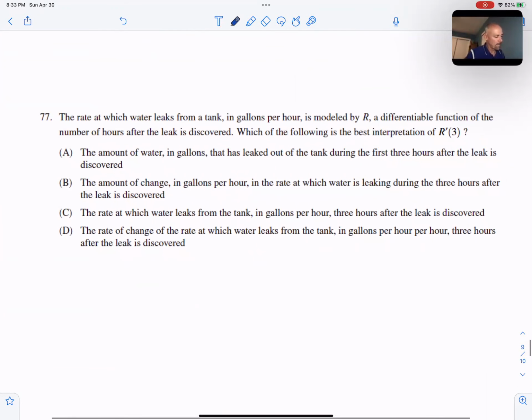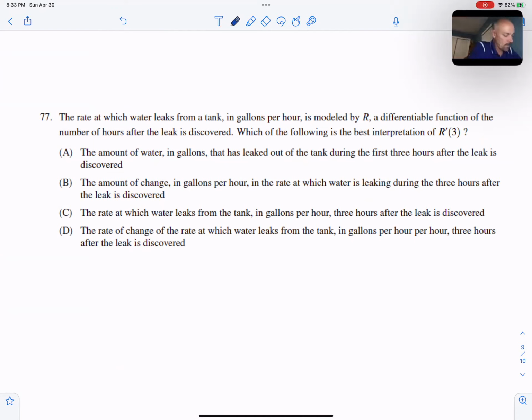All right. The rate at which water leaks from a tank in gallons per hour is modeled by R, a differentiable function of the number of hours after the leak is discovered. Which of the following is the best interpretation of R prime at 3?